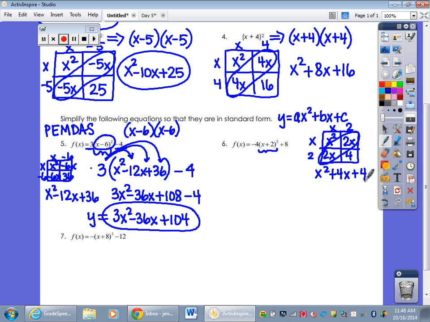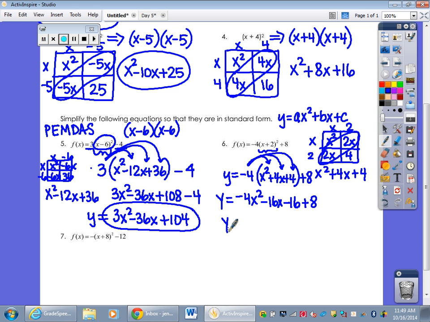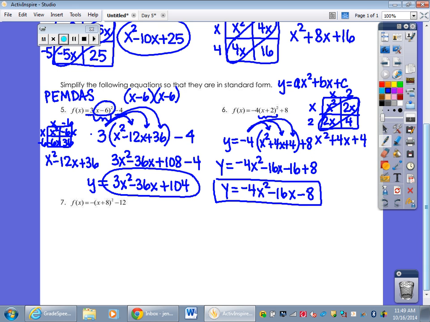Okay? Now, the problem says that we're going to do negative 4 times what I just got, so x squared plus 4x plus 4, and then add 8 at the end of it. So I'm going to distribute the negative 4. So that's going to be negative 4x squared minus 16x minus 16, and then plus 8. And so your final answer will be negative 4x squared minus 16x minus 8. Negative 16 and positive 8 is negative 8. Okay, it takes a little bit of work, but it's not too difficult.